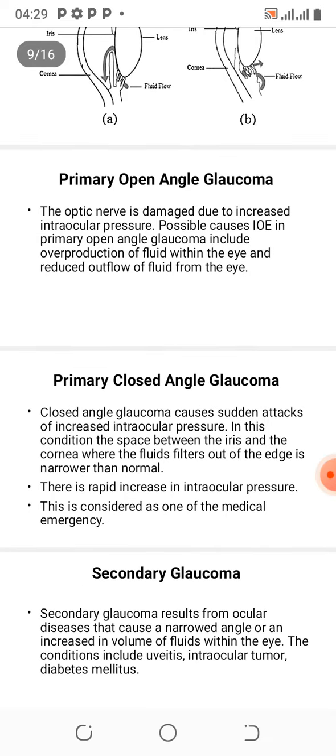Primary closed angle glaucoma causes sudden attacks of increased intraocular pressure. In this condition, the space between the iris and the cornea, where the fluid filters out at the edge, is narrower than normal. There is a rapid increase in intraocular pressure. This is considered one of the medical emergencies.